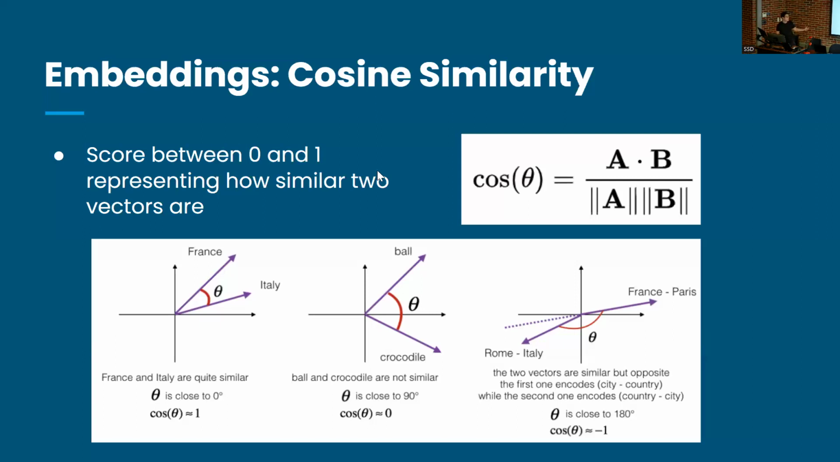You might remember this from Calc 3 or a similar class. Essentially, we want to normalize the dot product into some value between, I think, -1 and 1 instead of 0 and 1. Between -1 and 1, representing how similar the two vectors are. So in this example, there's a small angle between the vectors France and Italy, because they are very similar concepts, both countries. Whereas ball and crocodile will have a farther angle between them because they're not as similar a concept.